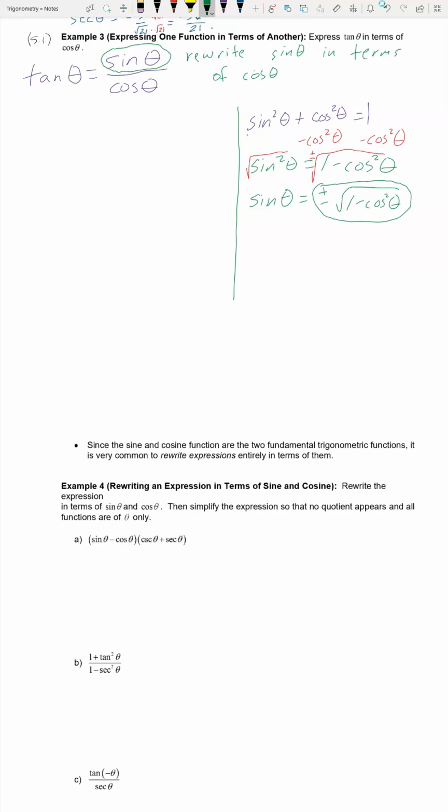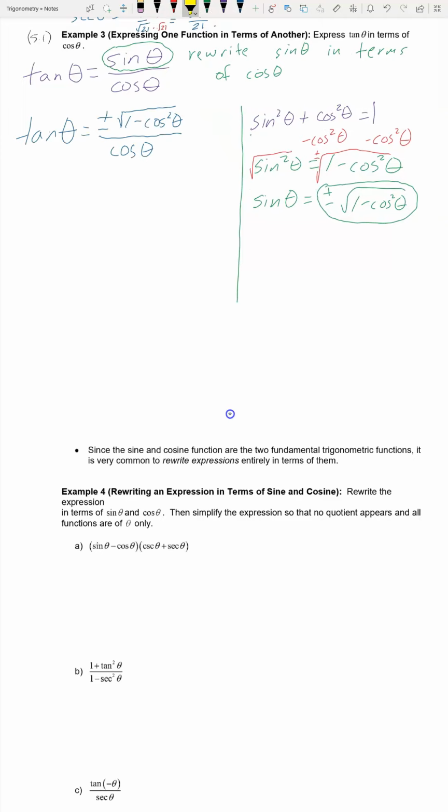We are ready now to take the expression for sine of theta and put it into the identity for tangent. Once we replace the sine of theta with the plus or minus square root of 1 minus cosine squared theta, we get tangent of theta equals plus or minus square root of 1 minus cosine squared theta, all divided by cosine. So we have written tangent of theta in terms of cosine theta alone.